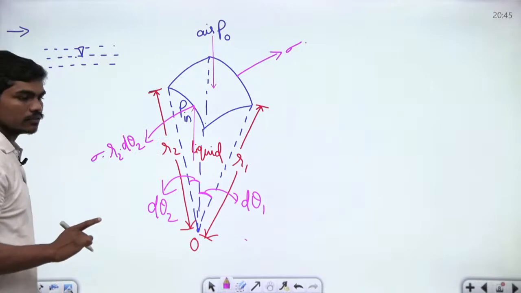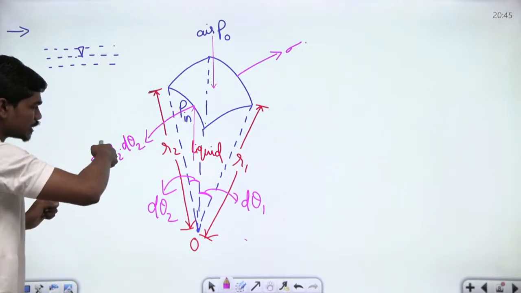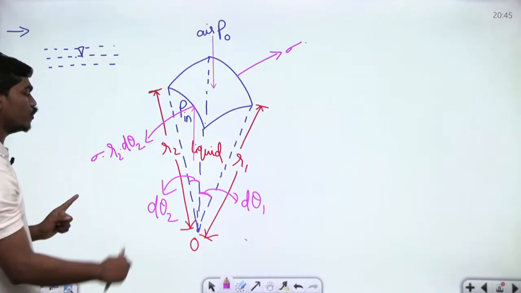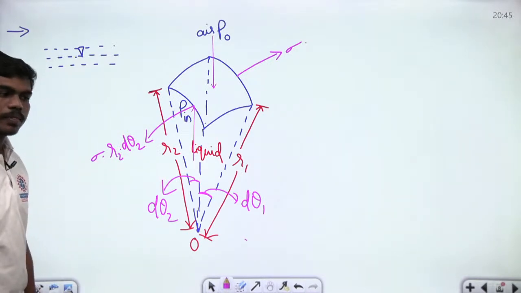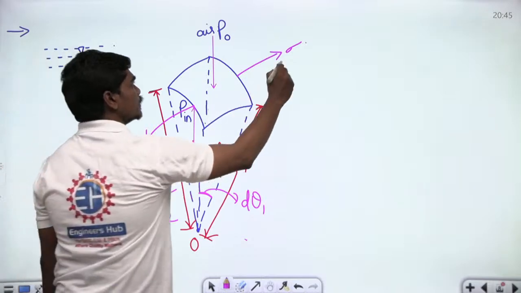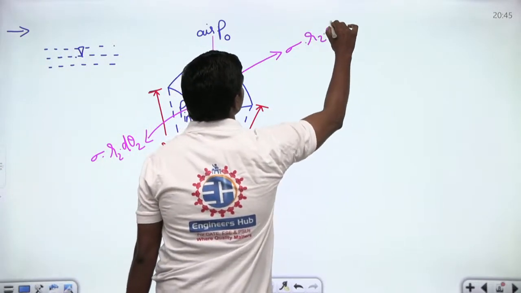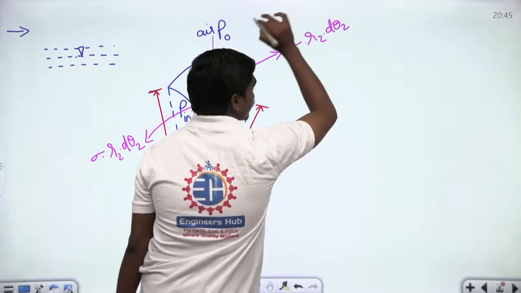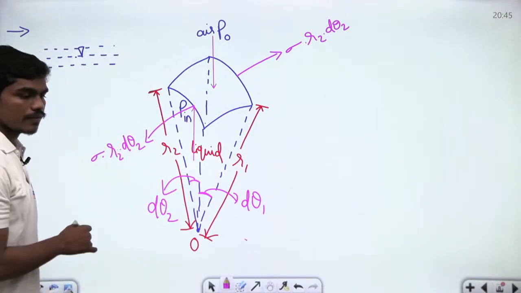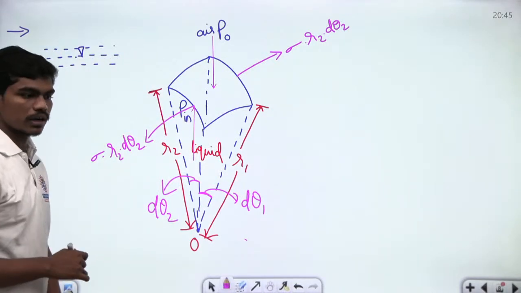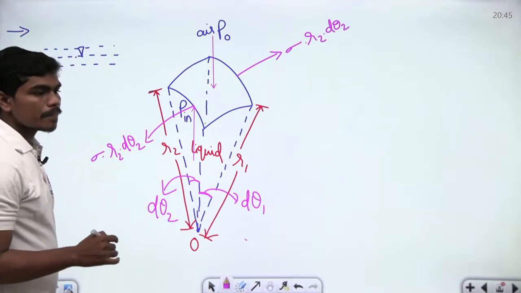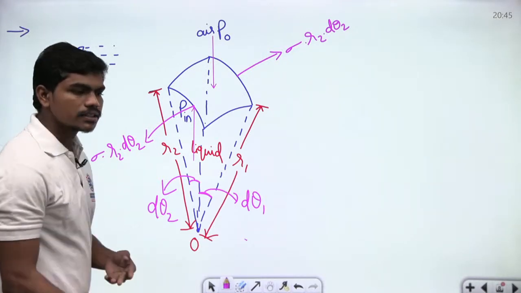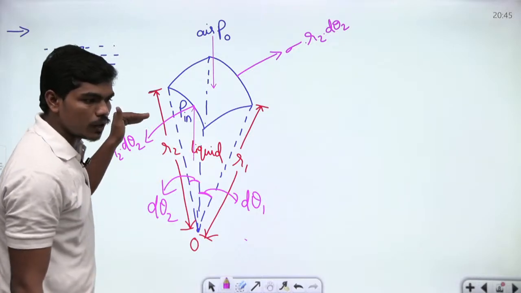Are you all clear till here? Did you all understand why the surface tension force acting on this layer of the fluid is sigma times R2 into d theta 2? Yes or no? Similarly, this will also be sigma into R2 d theta 2. Correct? Yes or no? So please do respond. Similarly, can you all understand why this is sigma into R2 d theta 2?